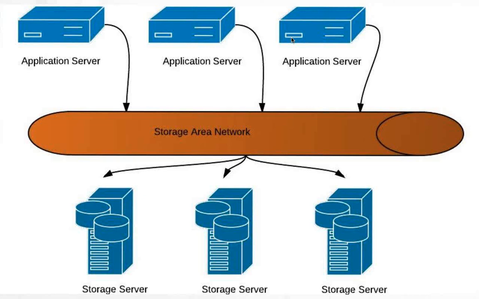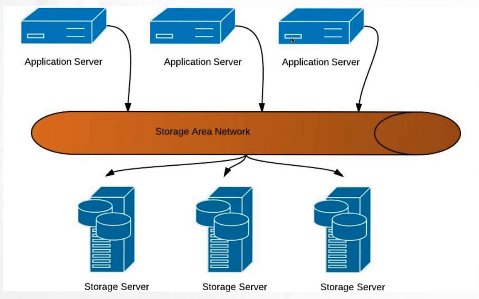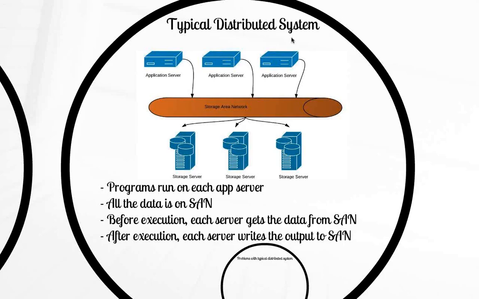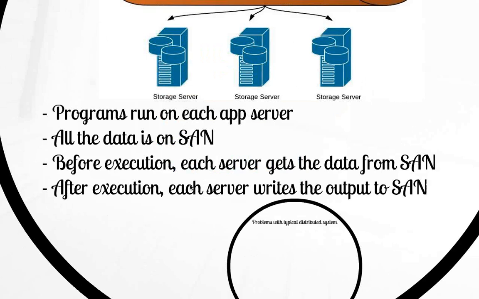Now, this is what was happening. Programs run on each app server. All the data is on the SAN. Before execution, each server gets the data from the SAN, and after execution, each server writes the output to the SAN. That is how the whole thing works. Now, this particular approach had certain problems.